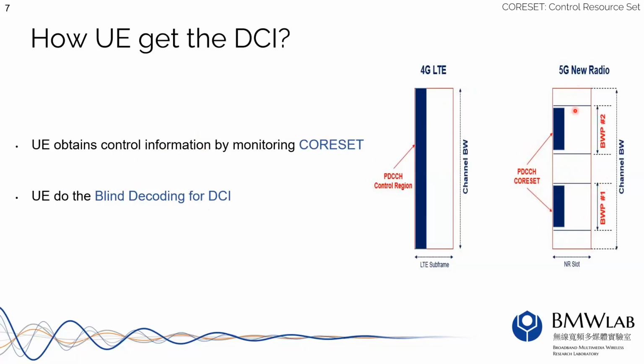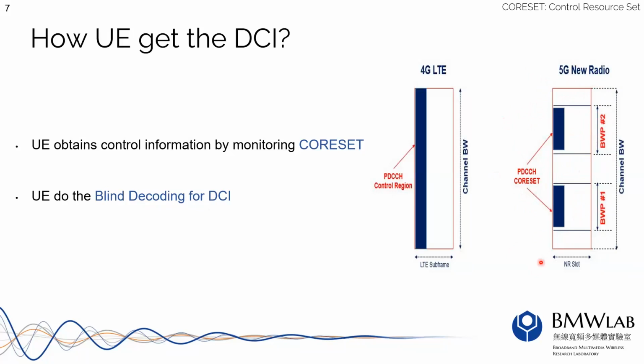The UE will monitor this physical resource continuously, and the UE may receive DCI which is for another UE. Anyway, the UE will just blindly decode the DCI in the CORESET area, and try many times based on the UE's C-RNTI and other parameters until it finds the correct DCI. And this way is called blind decoding.